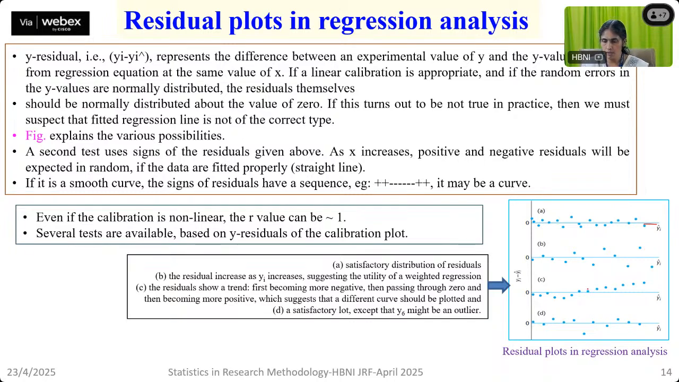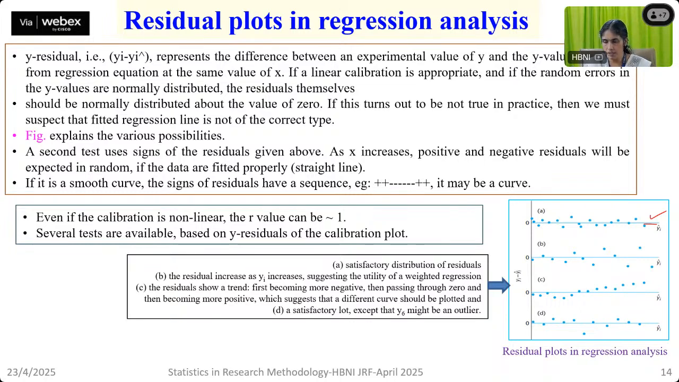In figure C, you see initially all the error values were negative, then much more negative. Then later on, there is increasing positive value. That means the fitting is not proper. You need to change your model of fitting. Maybe you may have to shift from linear to some polynomial function in order to get the residuals much closer to the ideal one. That is a figure A case.